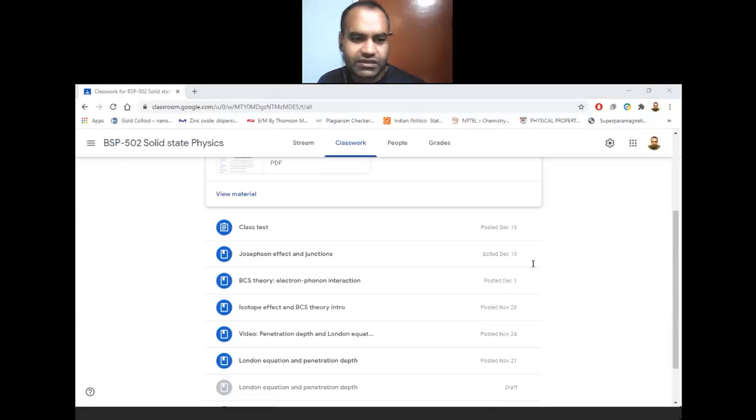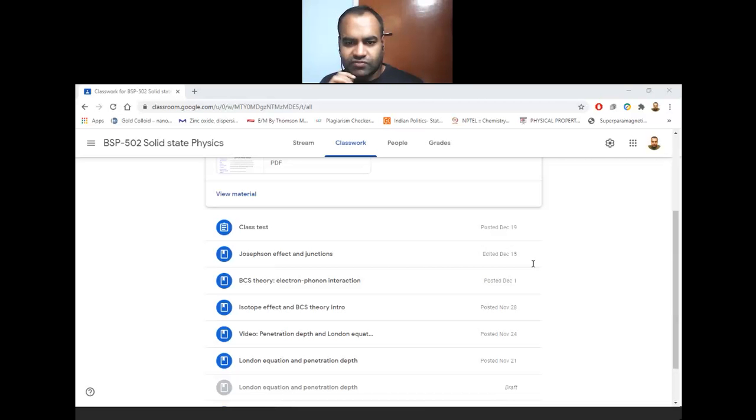Holes, band gaps, energy band diagram. Classification of solids. Okay, so have you yet learned band theory, elementary band theory of solids? No, sir. Not yet. Okay, solid classification we have done.